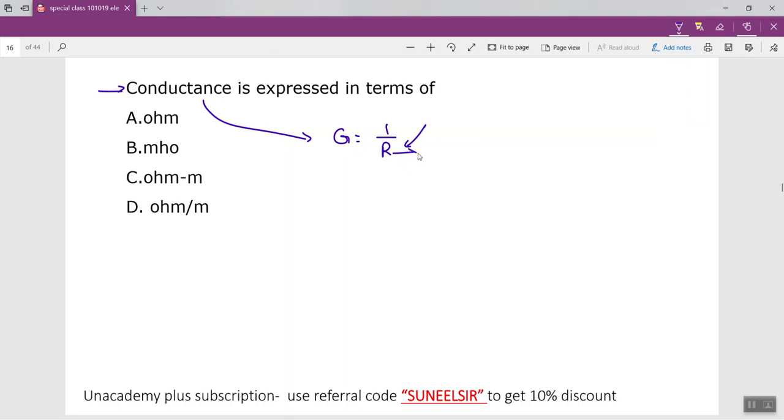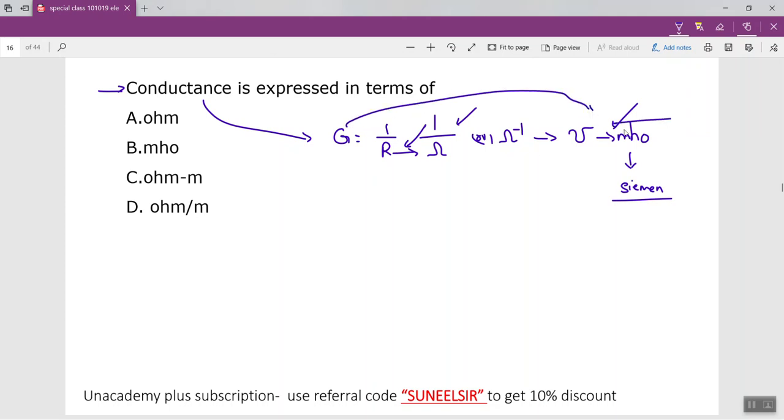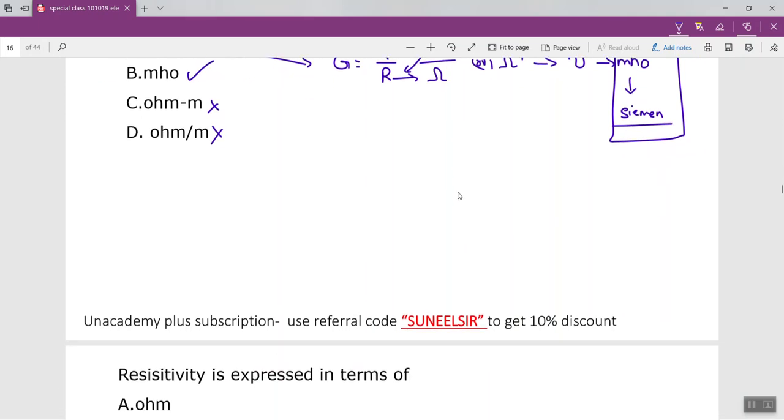We know very well the resistance unit is ohm. So the conductance unit is 1 by ohm, or ohm inverse. This ohm inverse we call mho, the symbol is like this. We can also call this mho as Siemens. So the units of conductance are mho or Siemens. In the options they have given ohm, no; ohm meter, no; ohm per meter, no. So mho is the correct one.